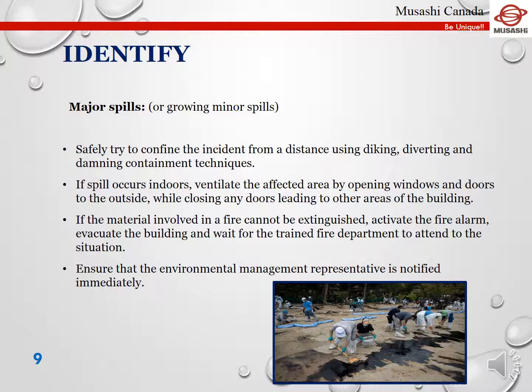Identify major spills or growing minor spills. Safely try to confine the incident from a distance using diking, diverting, and damming containment techniques. If spill occurs indoors, ventilate the affected area by opening windows and doors to the outside, while closing any doors leading to other areas of the building. If the material involved in a fire cannot be extinguished, activate the fire alarm, evacuate the building, and wait for the trained fire department to attend to the situation. Ensure that the environmental management representative is notified immediately.